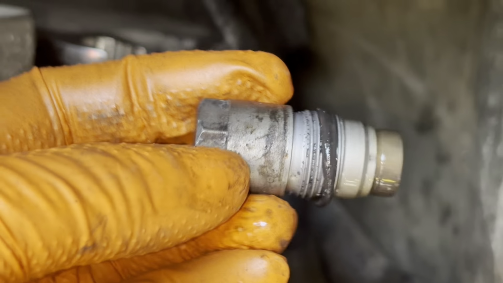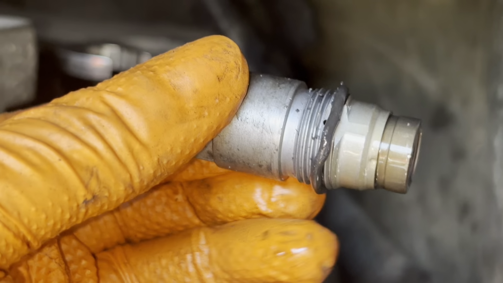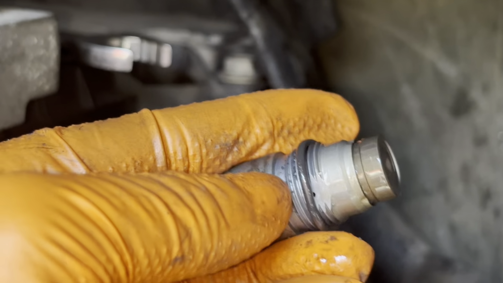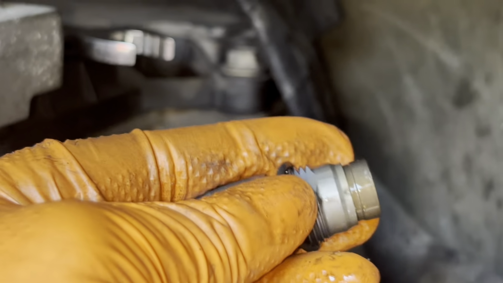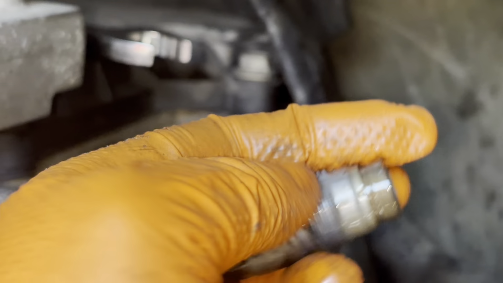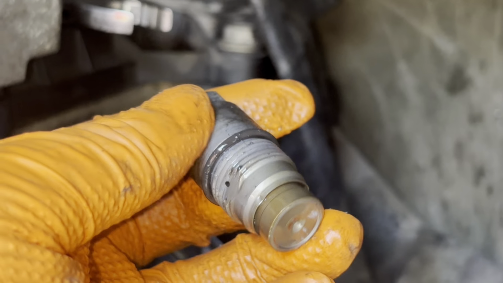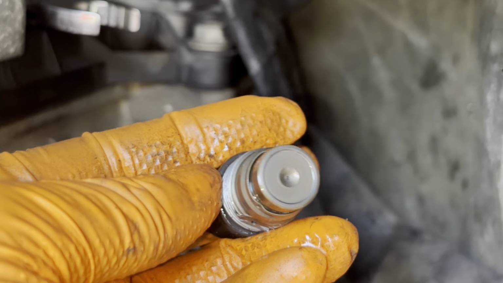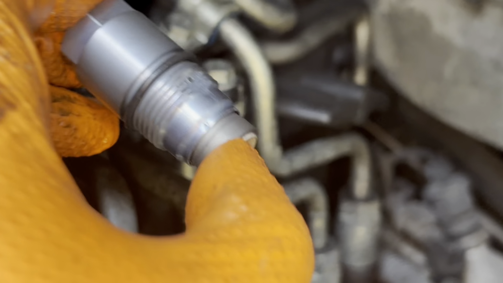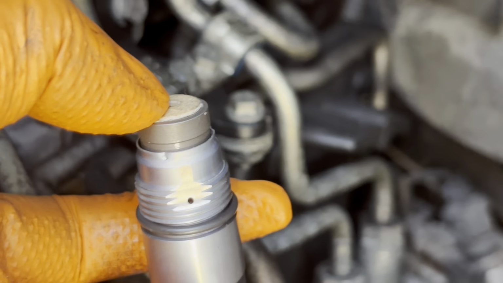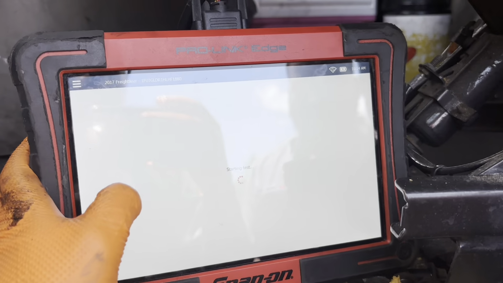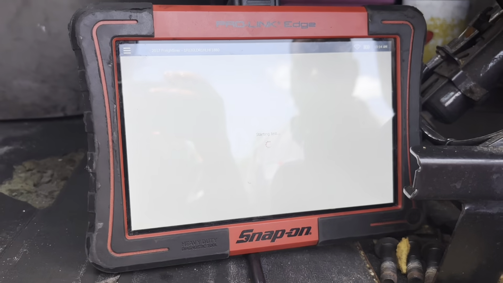There we go. And here it is. So that O-ring doesn't look good. So let me put in the new one and see from there. So here's that new one I was showing you. Here it is. I'm gonna go ahead and stick it in. We're gonna make sure we do this here first.